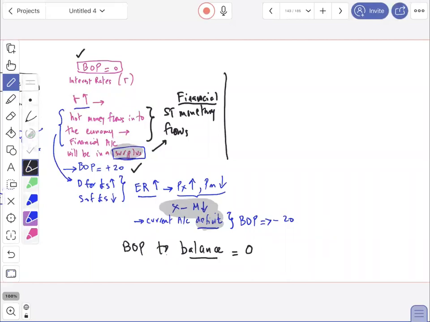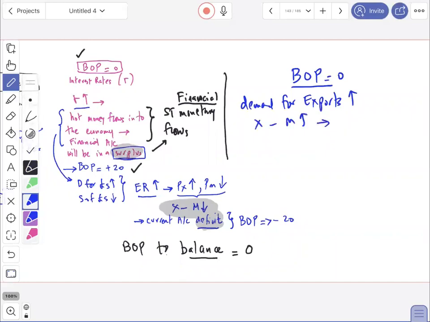Okay, another good example of this could be, what if I tell you guys this, that BOP is 0? Okay, second example, BOP is 0. And what if suddenly demand for exports goes up? If demand for exports goes up, X minus M will improve, and your current account will suddenly be in surplus. So let's write it. Current account is in surplus, causing your balance of payment to become greater than zero.